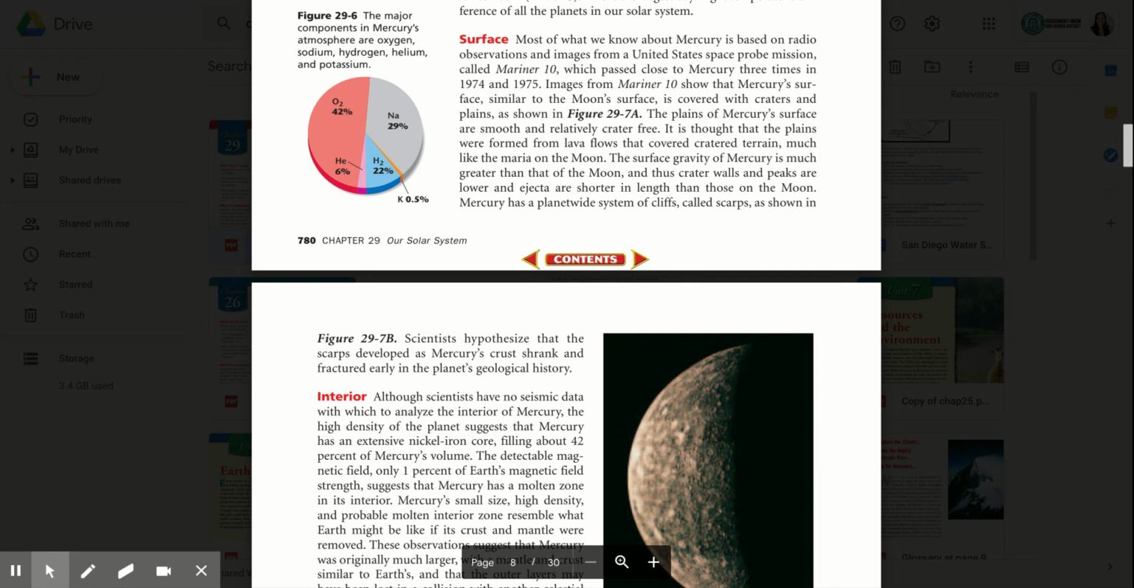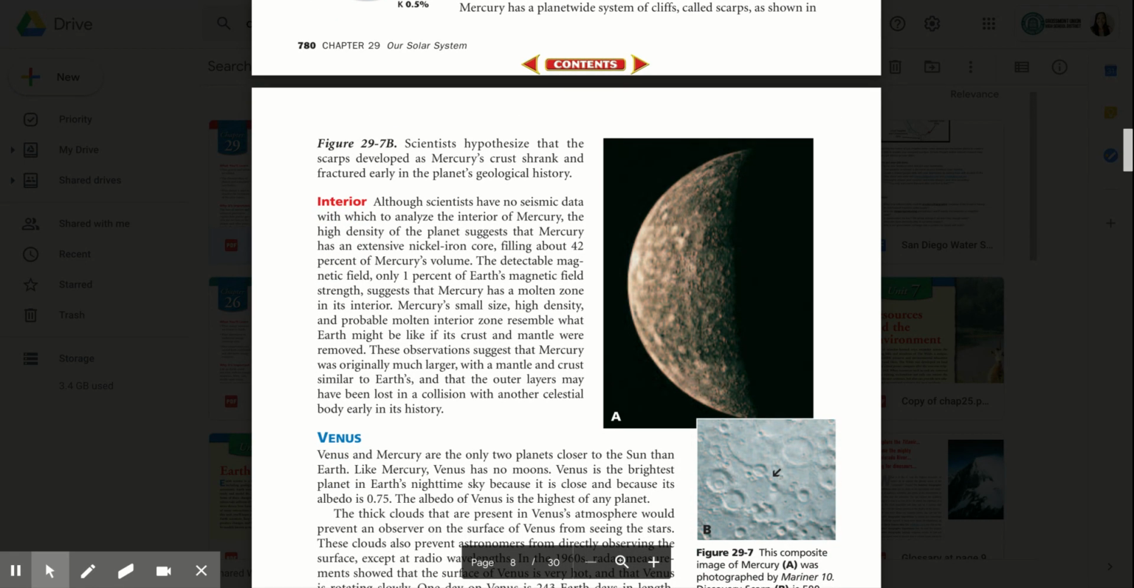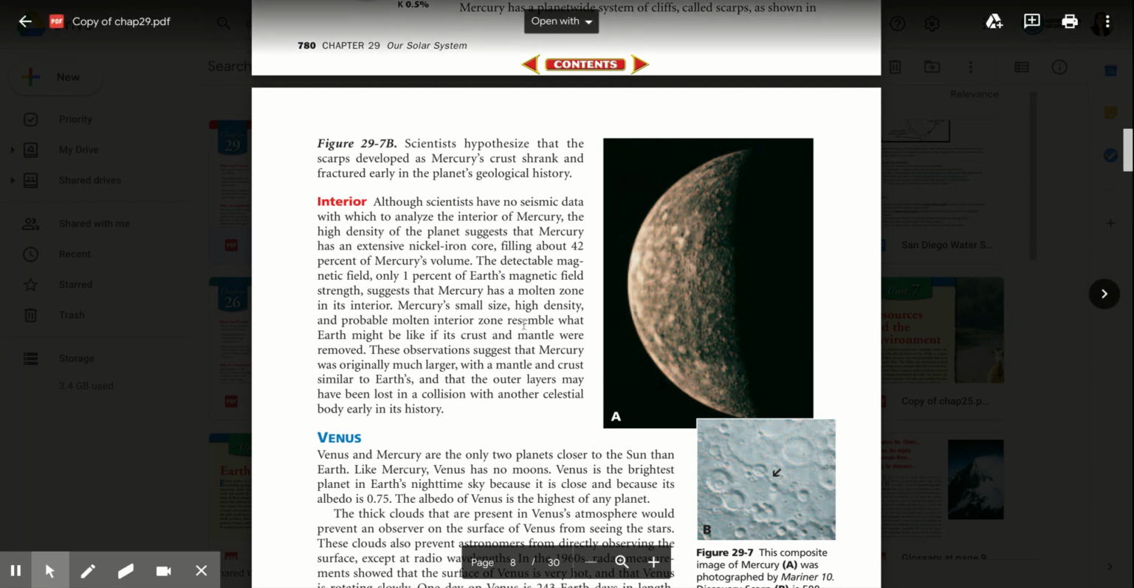It is thought that the plains were formed from lava flows that covered crater terrain, much like the Maria of the Moon. The surface gravity of Mercury is much greater than the Moon's, and thus crater walls and peaks are lower and ejecta are shorter in length than those on the Moon. Mercury has a planet-wide system of cliffs called scarps, as shown in Figure 29.7b. Scientists hypothesize that the scarps developed as Mercury cooled, shrank, and fractured early in the planet's geological history.